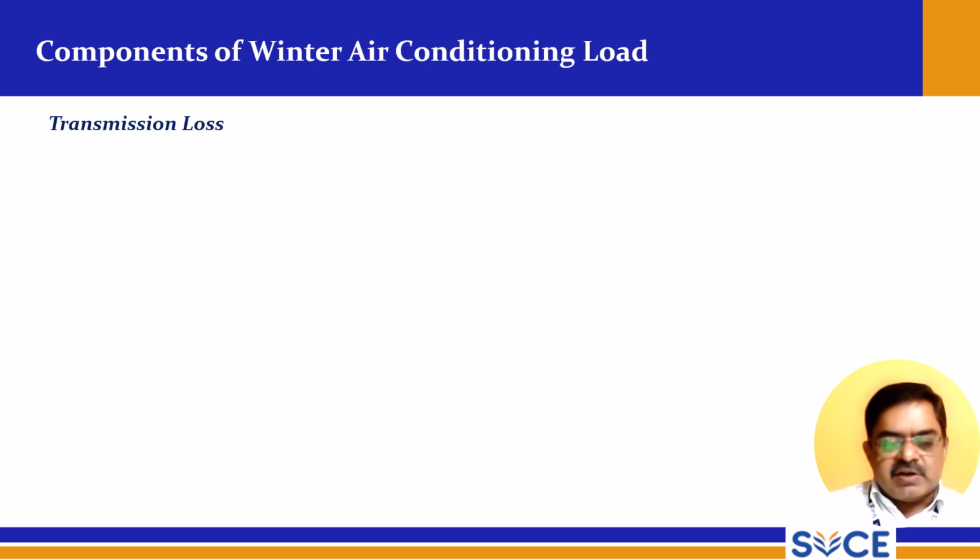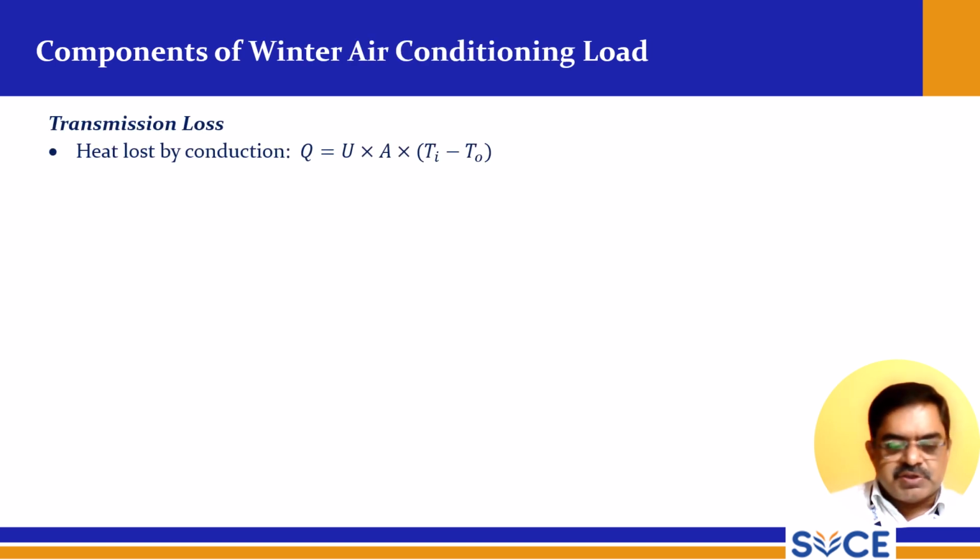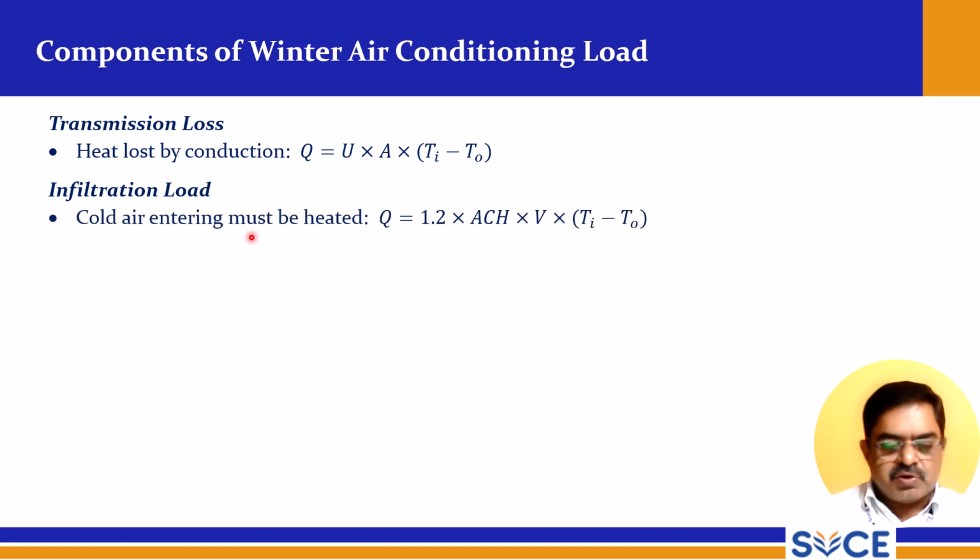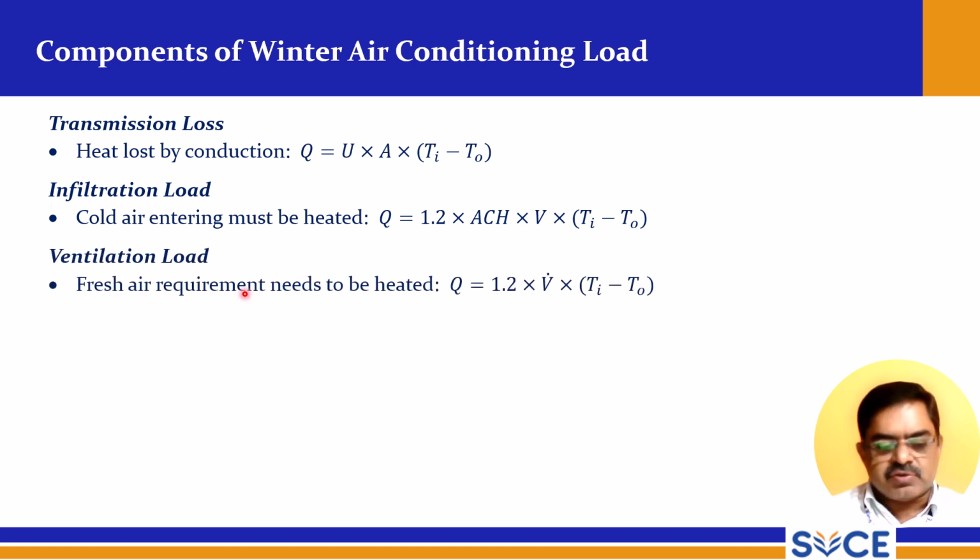So, winter air conditioning load components. Transmission loss, the heat loss by conduction: Q equal to U into A into (Ti minus T naught). The infiltration load: cold air entering must be heated. So Q equal to 1.2 into ACH into V into (Ti minus T naught). Ventilation load: fresh air requirement needs to be heated. So Q equal to 1.2 into V dot into (Ti minus T naught).